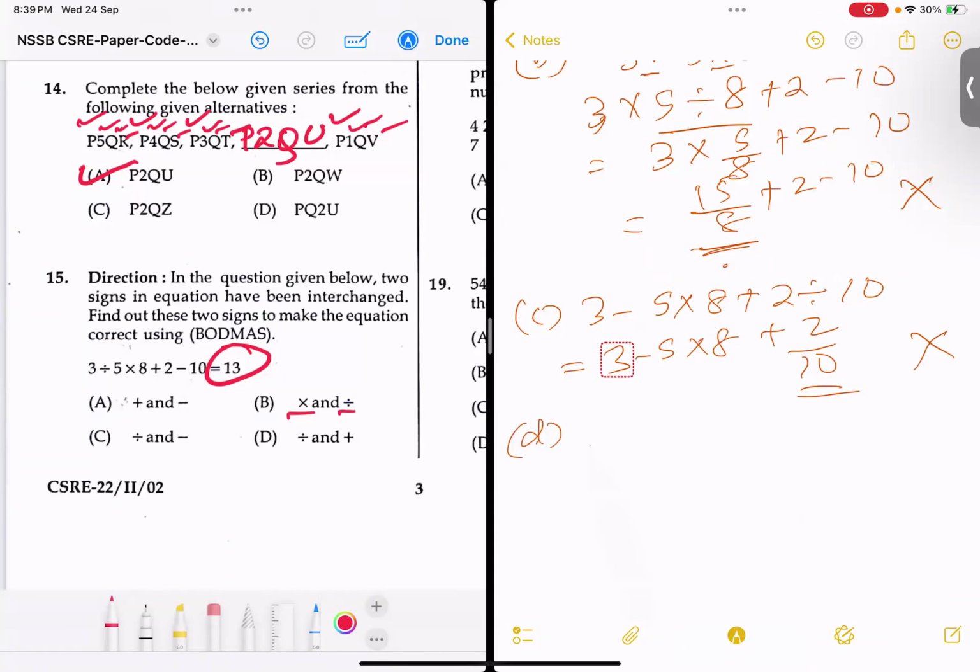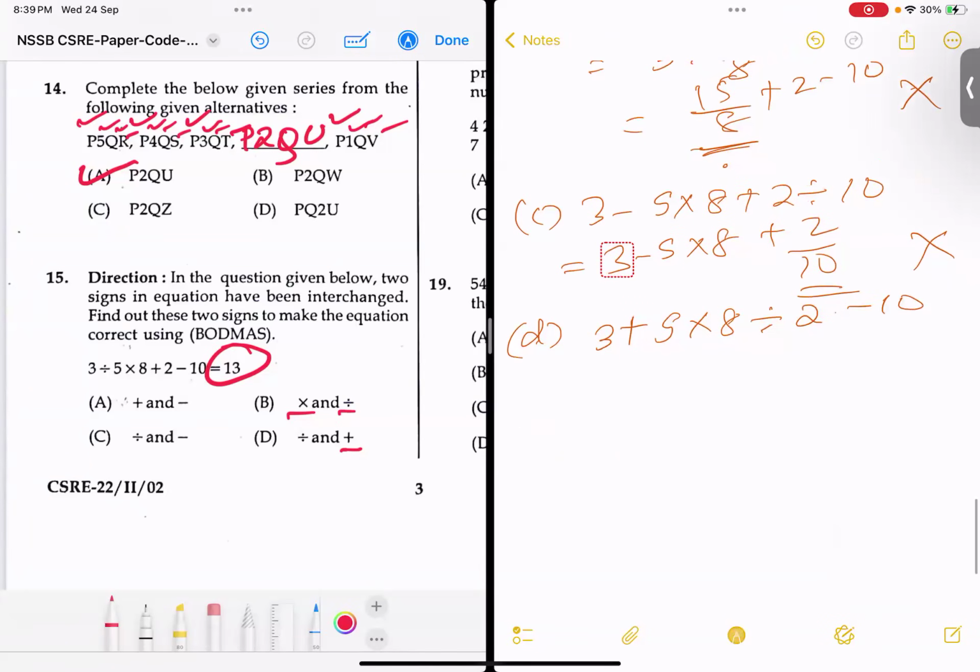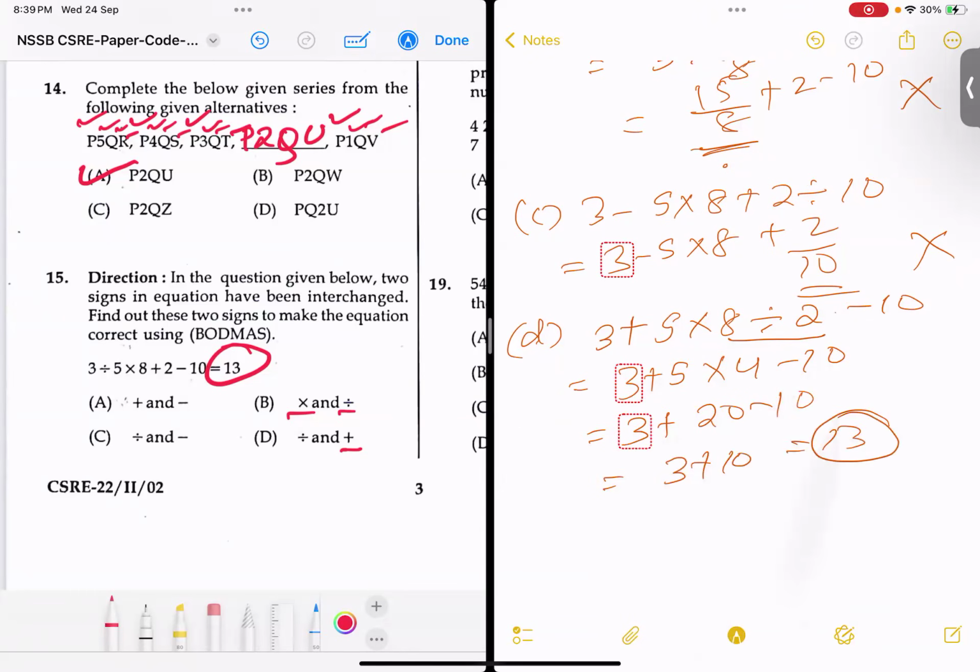And let's see the fourth one. Division becomes plus, 3 plus 5 into 8, and plus will become division, divided by 2 minus 10. Now, as per BODMAS, 3 plus 5 into 8 divided by 2 is 4, minus 10. So it will be 3 plus 20 minus 10, which is 3 plus 10, equal to 13. So we get 13 as the solution, and the correct option is D, okay?